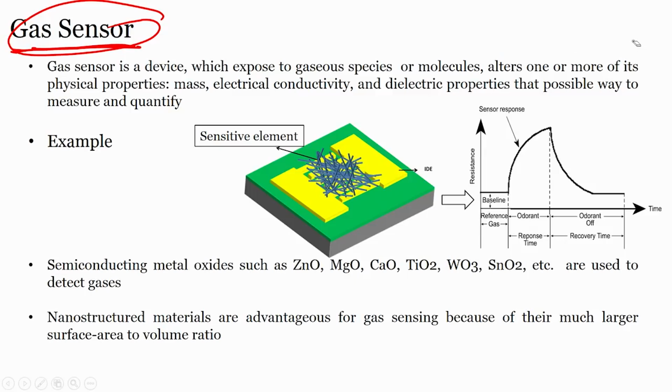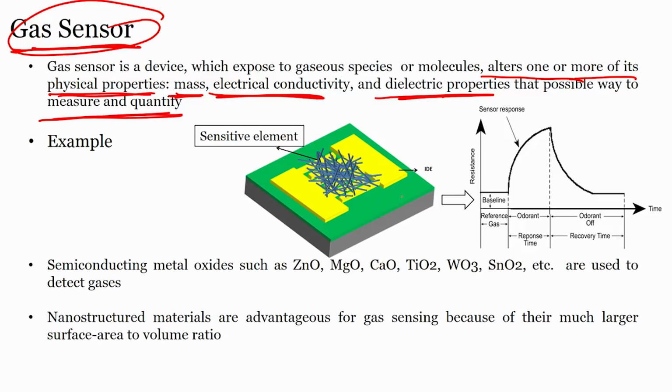A gas sensor is a device which, on exposure to gaseous species or molecules, alters one or more of its physical properties, that is, it will either change its mass or change the electrical conductivity and dielectric properties. That makes it possible to measure and quantify. Here, if you see, this is nothing but interdigitated electrodes on which there is some sensitive element. What is a sensitive element? That is sensitive to a particular gas.